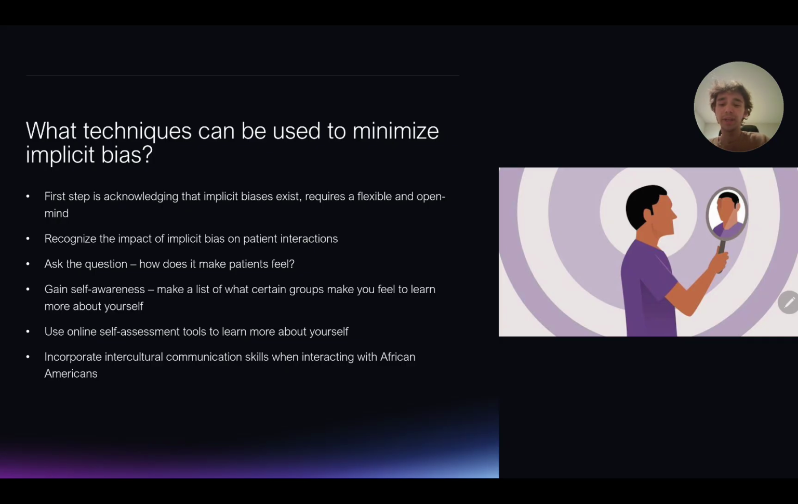And then, of course, we need to incorporate intercultural communication skills when interacting with African Americans. So this is where things like active listening and nonverbal communication come into play, because ultimately that will also help us communicate and reduce implicit biases that we may have because it will truly foster understanding.